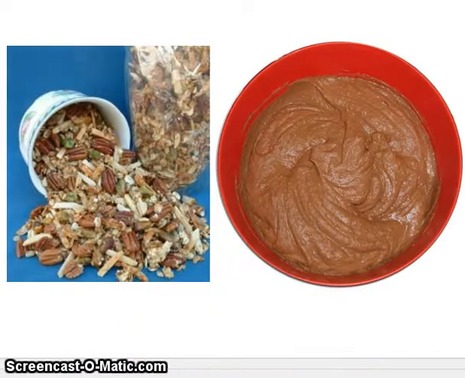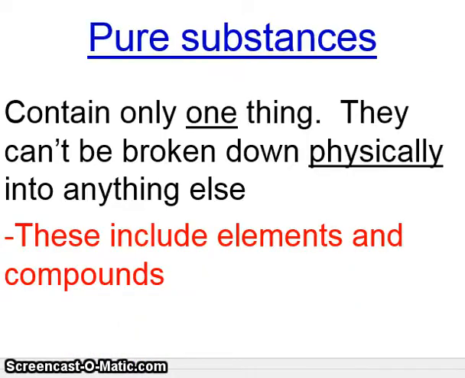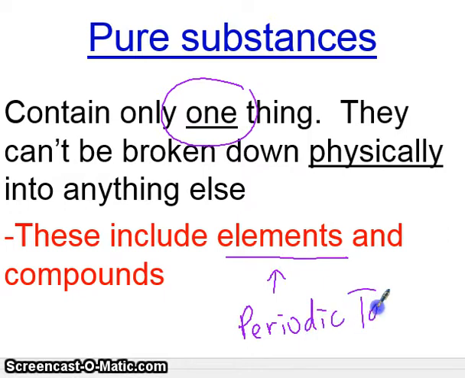So this is mixtures. Let's also talk about pure substances. Now pure substances contain only one thing. They are not mixtures. You only have one thing in it. And they can't be broken down physically into anything else. Mixtures, for example, can be separated, can be broken down, and you can separate the mixture if you're careful enough. But pure substances cannot. And there are two classes of pure substances. There are elements, and these are what appear on the periodic table. And we also have compounds, which, as you'll see in a minute, are mixtures of elements.